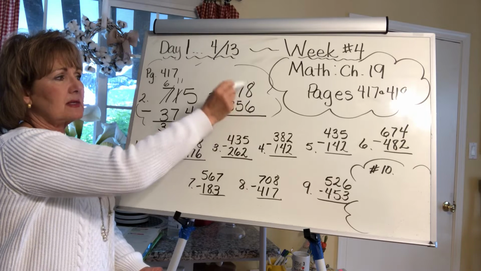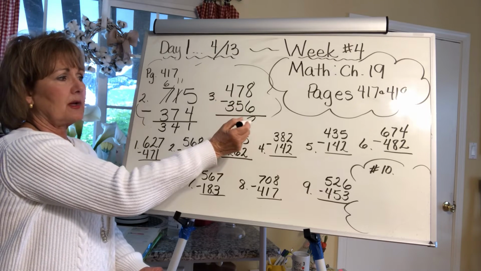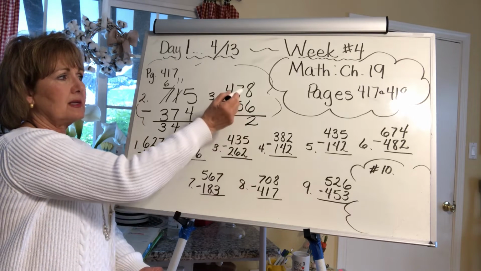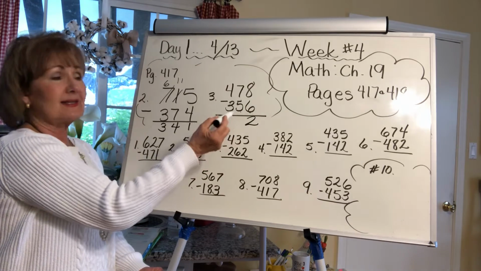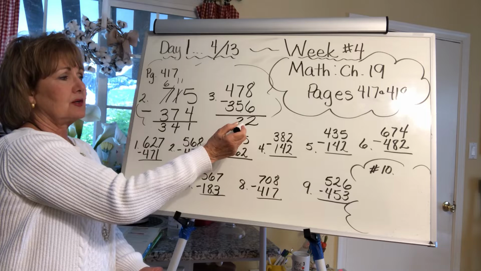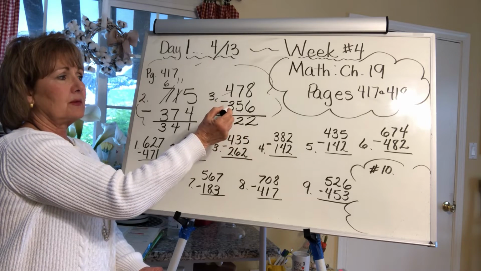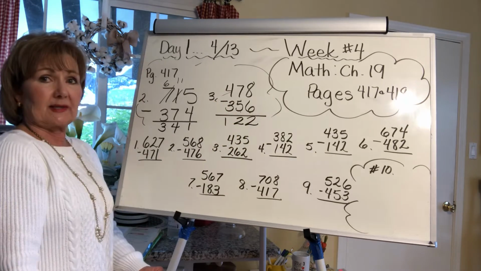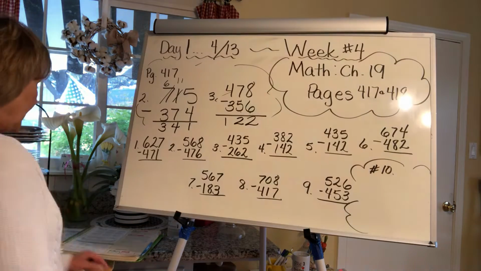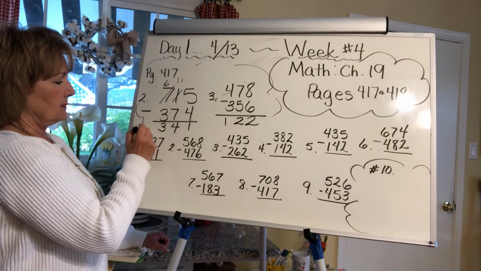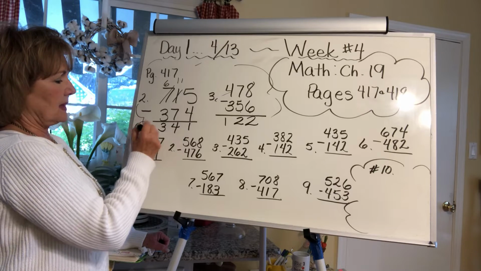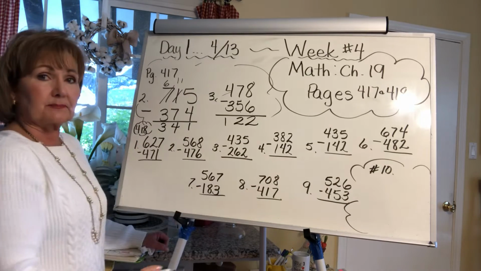8 take away 6. More on the floor? Nope. You got yourself a 2. 7 take away 5. Do we need to regroup? 5 is less than 7. Good. And 3 is 1 less than 4. Okay, so look at page 418. That's where these problems are.